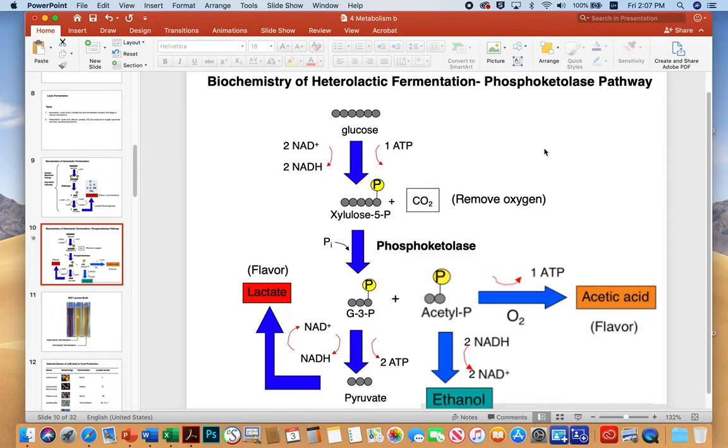Normally, heterolactic fermentation generates 1 ATP. I'm sorry, yeah, 1 ATP from the breakdown of glucose. As you can see here, we've made 2 at this step, but we had an input of 1 early on. So 2 minus 1 gives us 1 ATP. If the microbe can do this, then it can make 2 ATP total from each glucose.